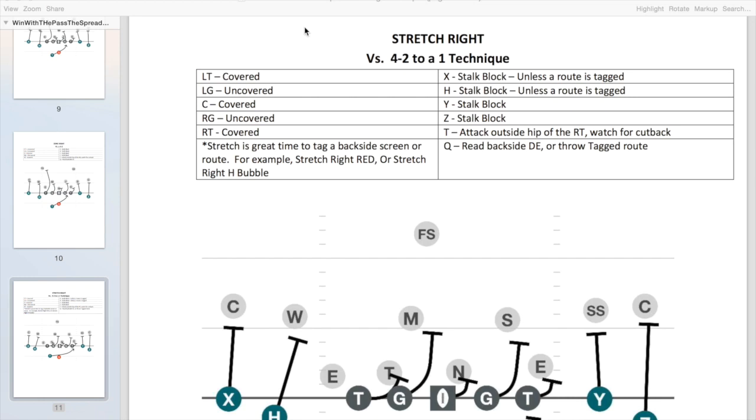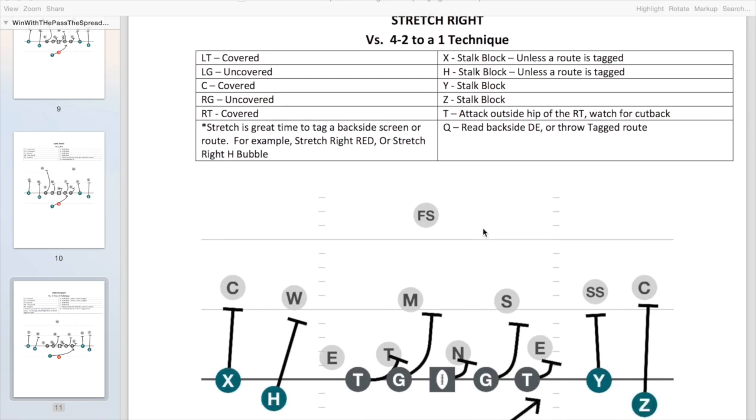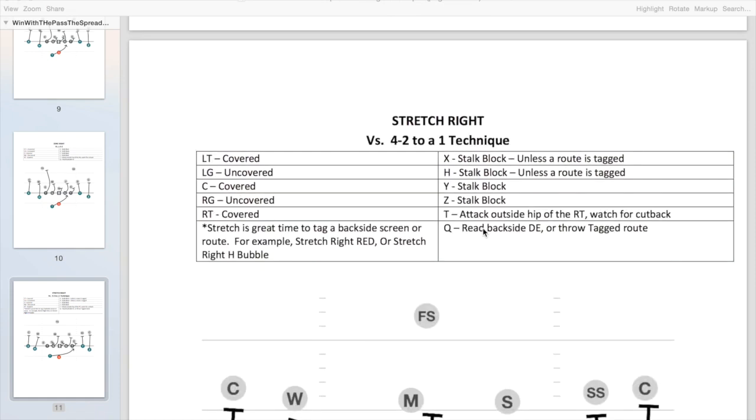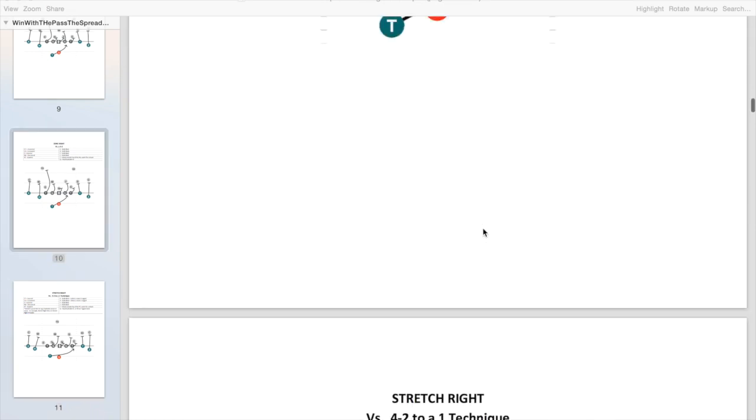All right, a little chalk talk on stretch. Here's one of the things I love about stretch. It is the exact same blocking scheme as zone. Now, the technique is different, and I'll talk about that in a second. The technique is different, but the people you block are the same.